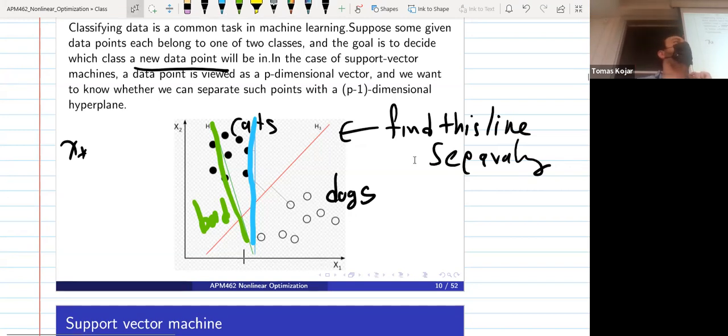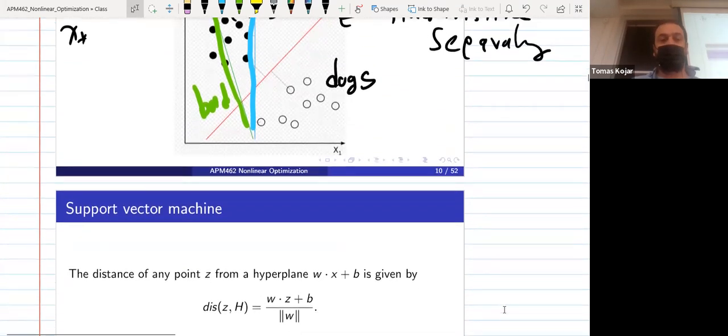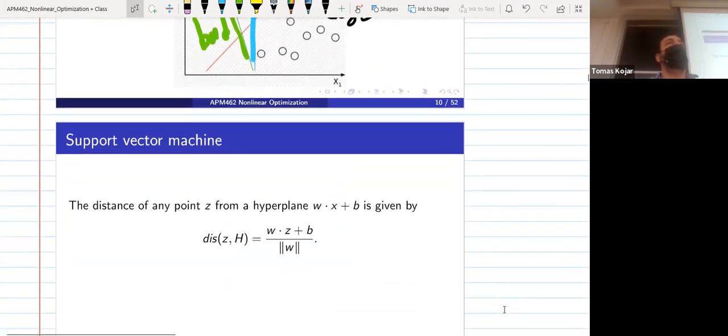So let's find this. We're going to turn this into an optimization problem. If you go to any blog on support vector machines, they solve the optimization. I'm going to pull that, because now you have the background. You can understand what's going on, instead of just putting it on.